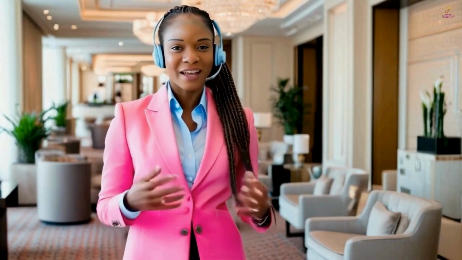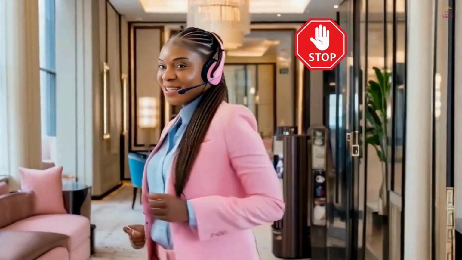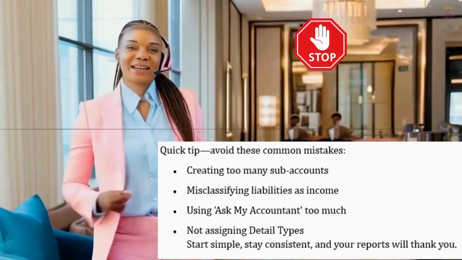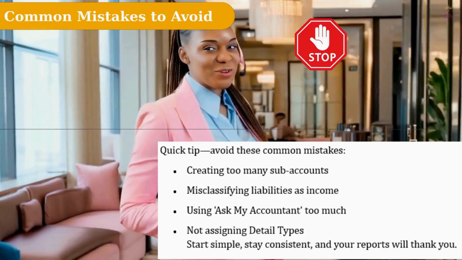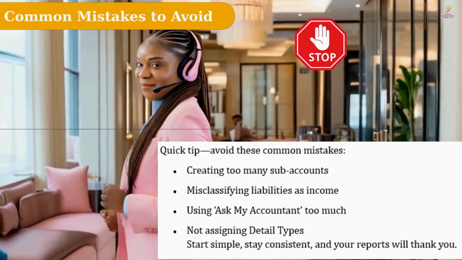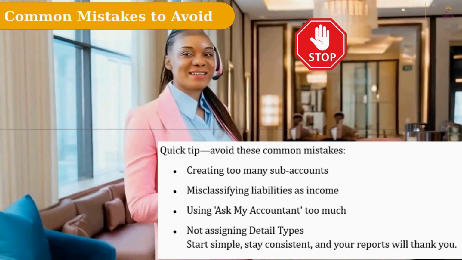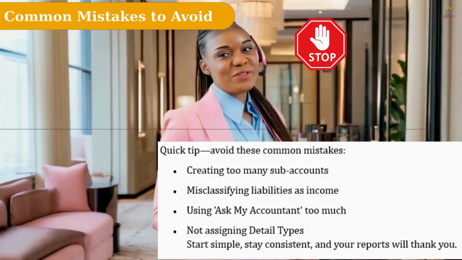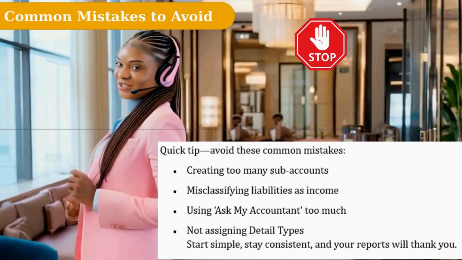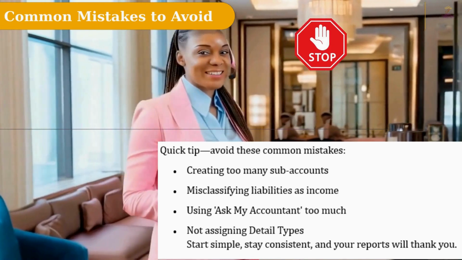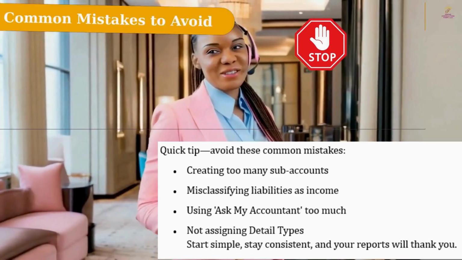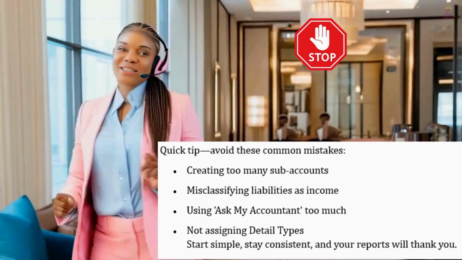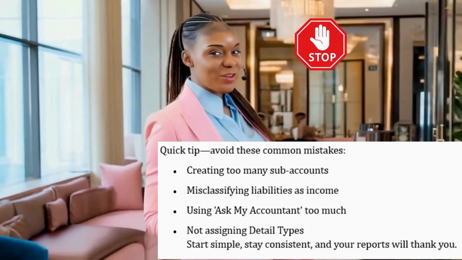A good rule: if you can't understand your chart of accounts in under 2 minutes, it's time to simplify. Quick tip: avoid these common mistakes. Creating too many sub-accounts. Misclassifying liabilities as income. Using Ask My Accountant too much. Not assigning detail types. Start simple, stay consistent, and your reports will thank you.